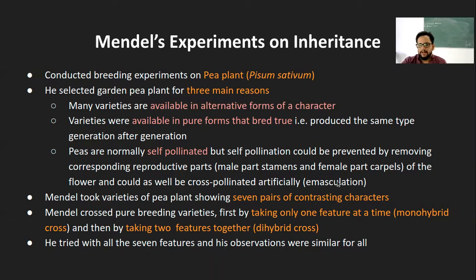Okay, so then the rest of the things we had already seen. Mendel took varieties of this pea plant showing 7 pairs of contrasting characters. So he did all the possible combinations and permutations of the 7 pairs, and then he did various experiments with it. Mendel crossed pure breeding varieties, that means they produce the same seed or same variety throughout the generations. That's what is pure breeding. He crossed pure breeding varieties first by taking only one feature at a time. One feature at a time.